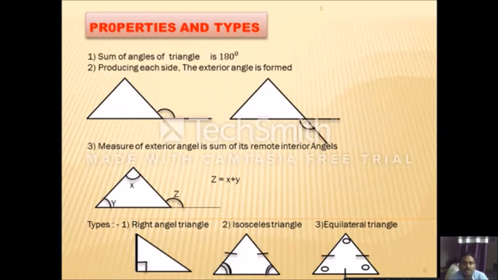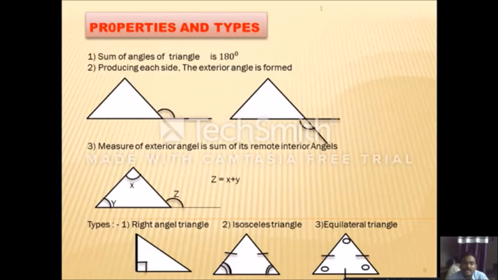Second, isosceles triangle. When two sides of a triangle are congruent to each other, then that triangle is the isosceles triangle. Third one is the equilateral triangle. Equilateral means all equal. So when all sides of a triangle are equal or congruent, then that triangle is called an equilateral triangle, and automatically the property will be created that all angles of an equilateral triangle will be the same.